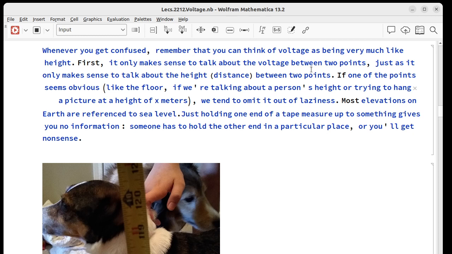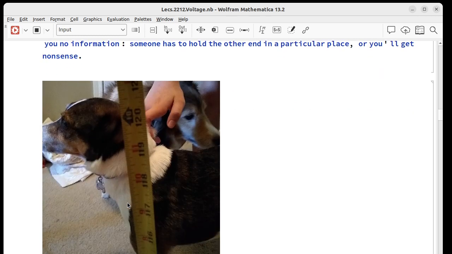On Earth, most elevations are referenced to sea level, so if somebody told you the height of Savannah was 10 meters, you'd know they meant relative to sea level. However, we can't ignore this completely. If we just hold up one end of a tape measure to measure something, that doesn't mean we're really doing it. The other end has to be in a particular place. For example, in this picture, you can see the 10-foot tape measure mark at the top of this dog's head. The dog is obviously not 10 feet tall. I didn't pay any attention to where I put the bottom of the tape measure, which would make it useless.